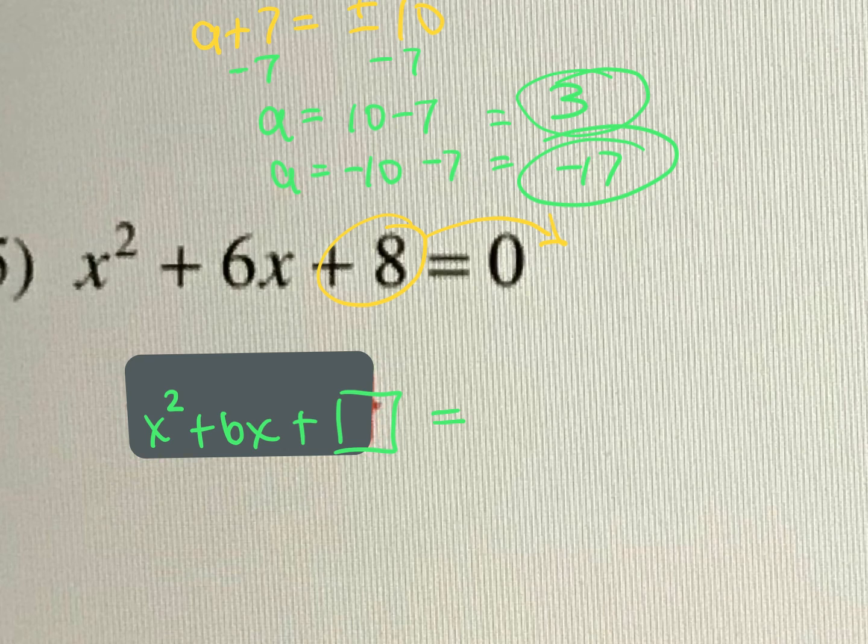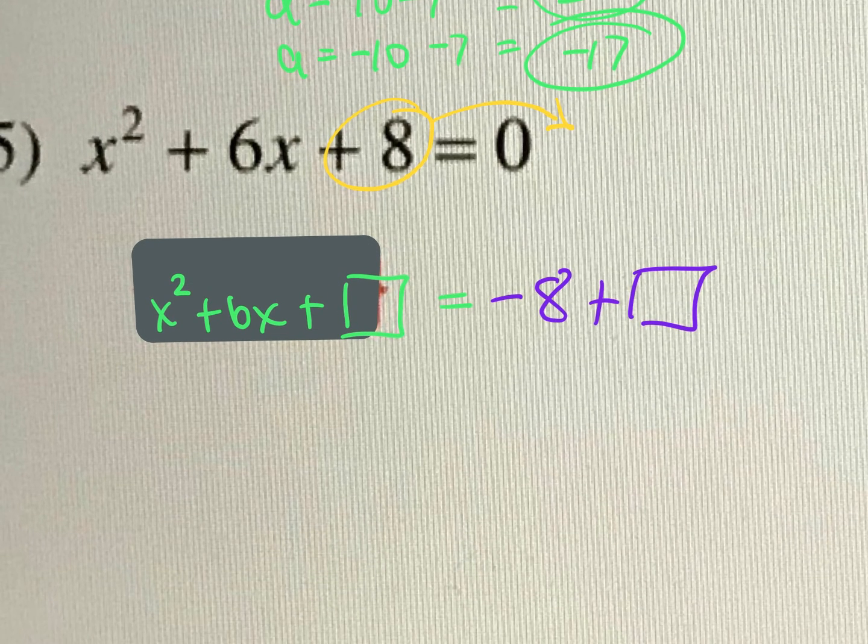Equals, when I move positive 8 to the other side, it becomes negative 8. And we've got to be fair. What you do to one side, you do where? To the other. Okay, so I'm going to take my b term. My b term is 6. I'm going to divide it in half. So 6 divided by 2 is 3. Here comes our magic number.